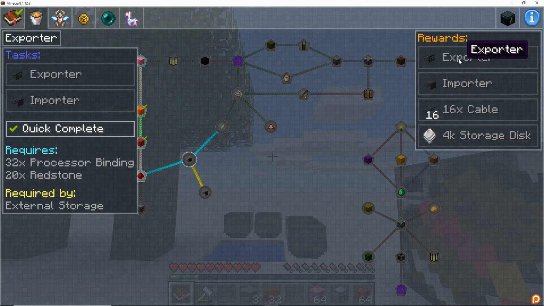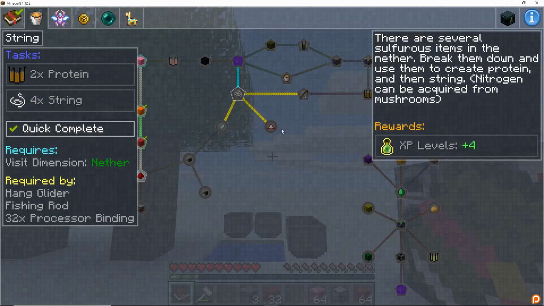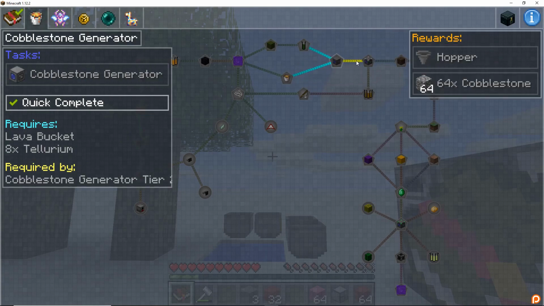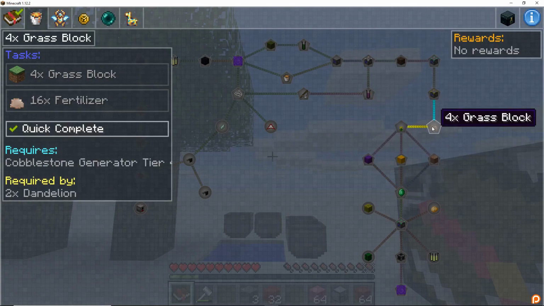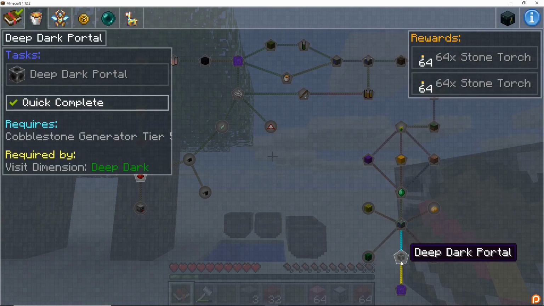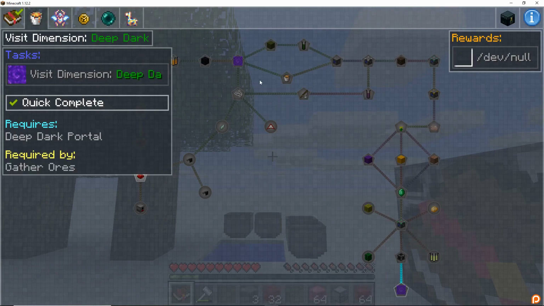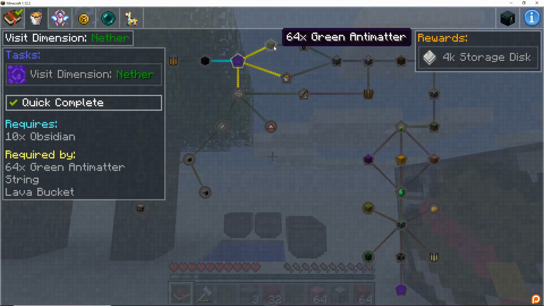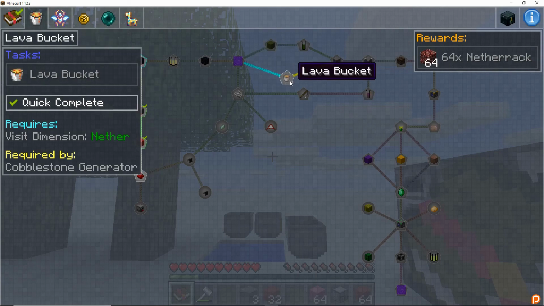What's the role of exporter? An importer. Cables. Oh, storage disks are getting bigger. Strings. That's exciting. Some servos. Some antimatters of some kind. Some potatoes. Oh, we've got here the deep dark portal, the ammonium phosphate, and deep dark. This one here is the nether. Okay, nether is fun. Some green antimatter with 4 loot crate. Lava, a lava bucket. Okay, we have a bucket, that's possible.